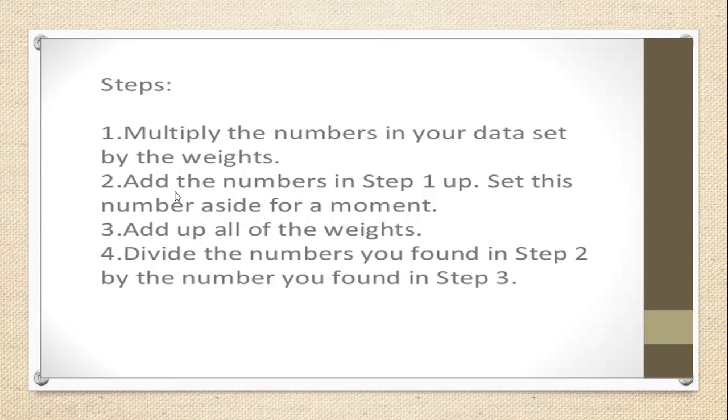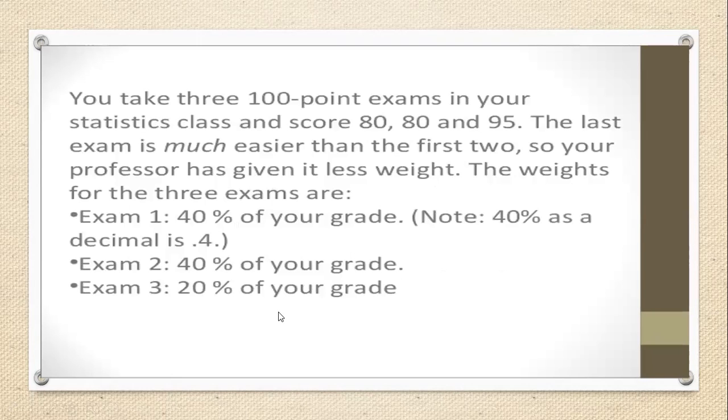And the second step is to add the numbers in step 1 up, set this number aside for a moment, add up all the weights, and divide the number you found in step 2 by the number you found in step 3. Now you can understand by the given examples.